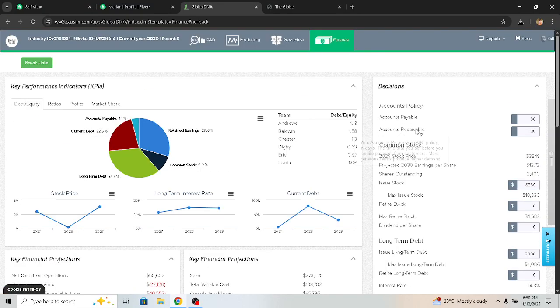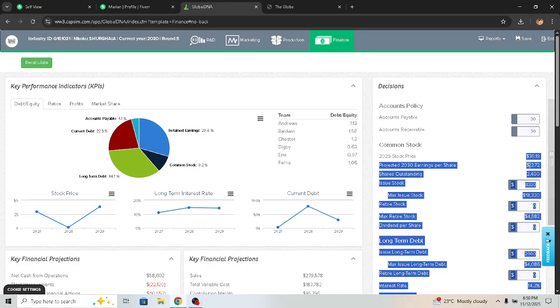With that being said and done, I think we are done with the Capsim Global DNA round 5 decisions, and we are probably going to improve on our stock price. So we're going to improve on our projected 2030 earnings per share, shares outstanding, and therefore we're going to make profits in this round.